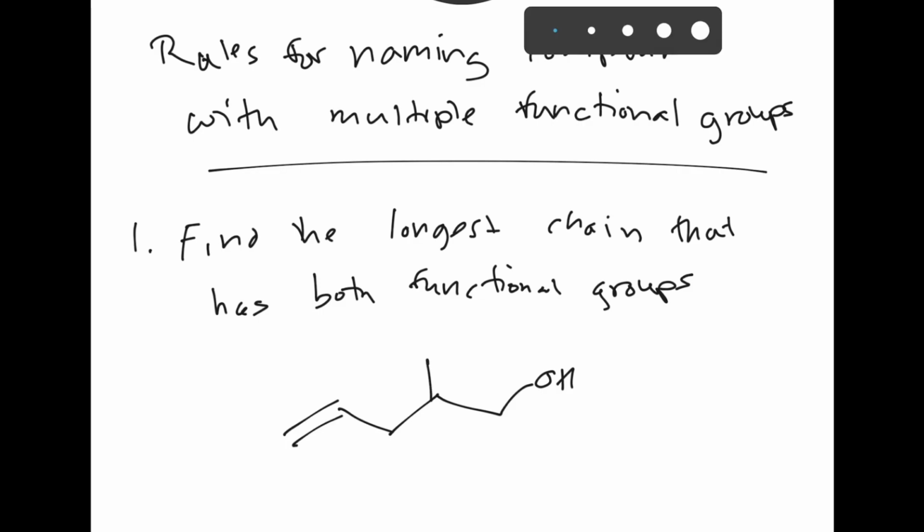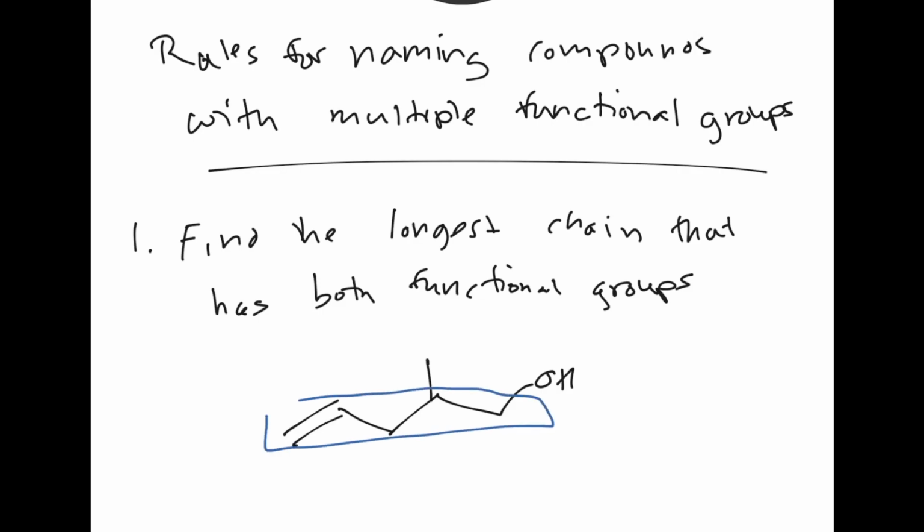You're going to want to pick this as your longest chain, because it has both of your functional groups. It has your double bond and it has your alcohol. And then the second thing is you're going to put all of your suffixes at the end of your molecule. So every suffix that designates a functional group goes on the end of the molecule.